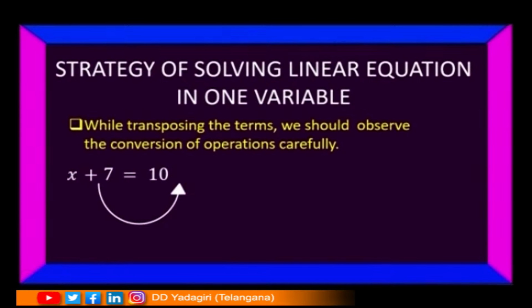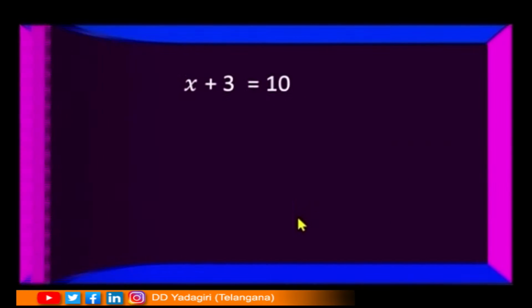So while transposing, as 7 is under addition, we write x equals 10 minus 7. The operation addition has turned to subtraction after transposing. So this is the second point we must be careful about. Now let us solve one linear equation, x plus 3 equals 10.